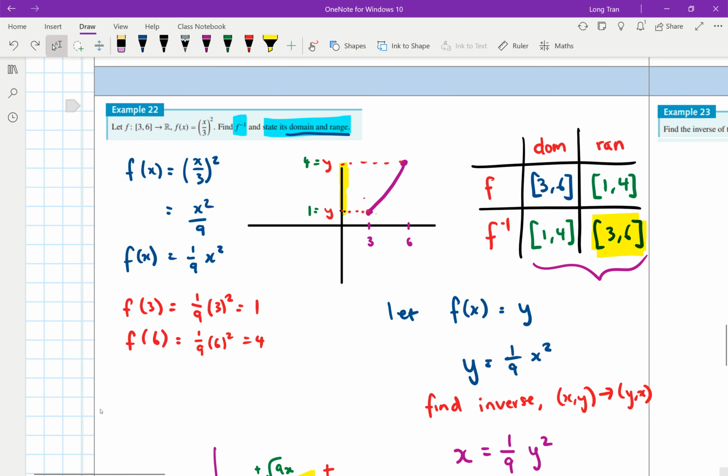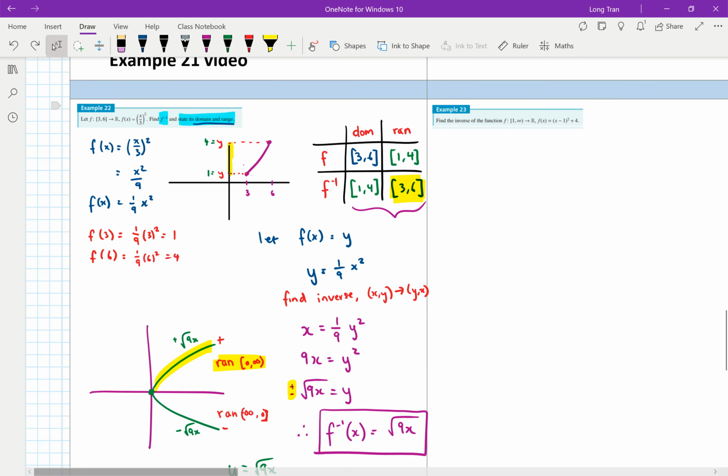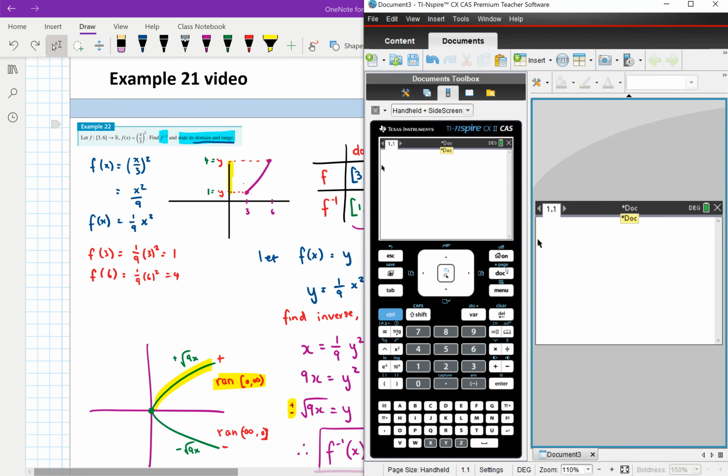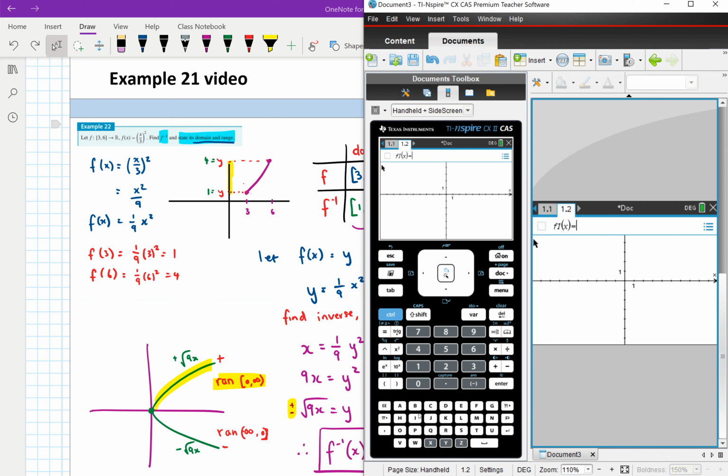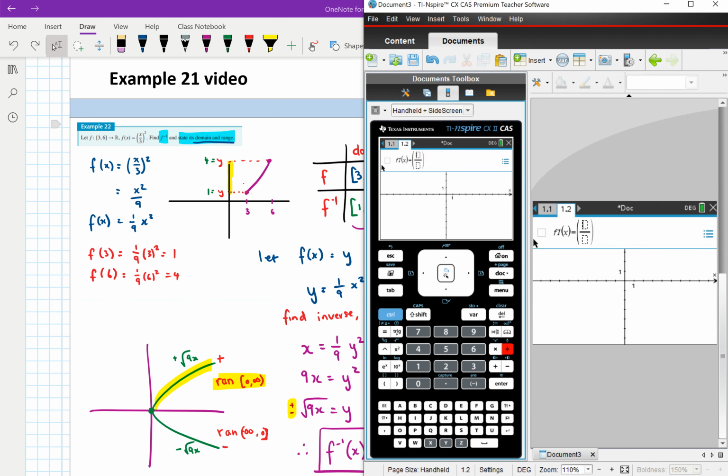But if I help you to visualize it, we can sketch both of them so you can see. So let's do Control I. Let's sketch the first one, which we knew was (x over 3) squared. But let's give it a domain. So the domain was 3 to 6, right? So 3 less than x less than 6. So that's the part of the graph that I drew.